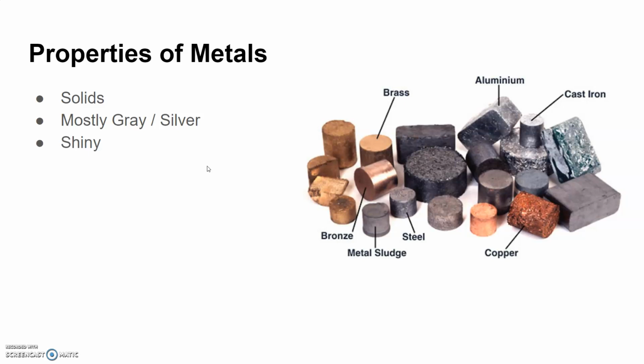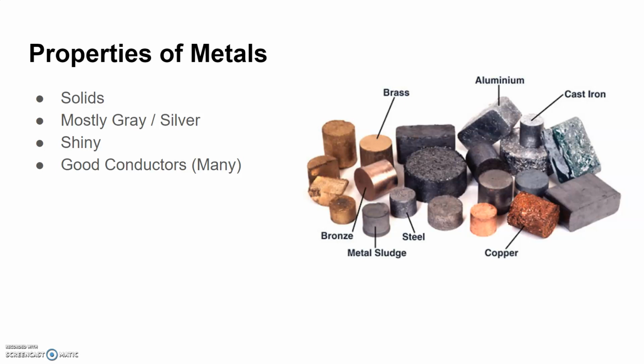And that's if it's an element. If it's a mixture, like we saw with brass or bronze or some other things, they'll have different colors as well. They can be more goldish or brownish in color. Metals we also know are shiny. And many metals, not all, but many of them, are good conductors.